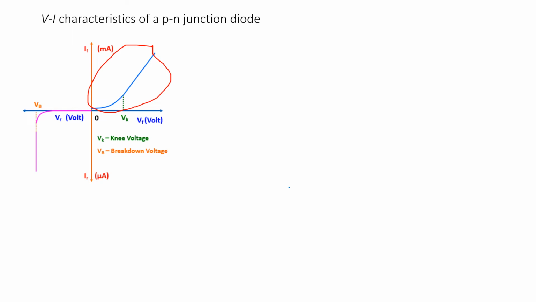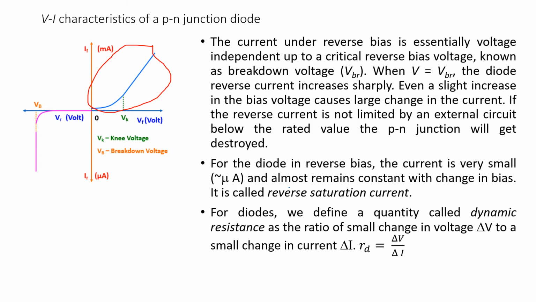In the reverse bias, when we increase the voltage in the negative direction, there is no flow of current. It is almost zero, till it reaches a breakdown point. At the breakdown point, the current increases enormously. Almost the device, that is the diode, is destroyed in this region.